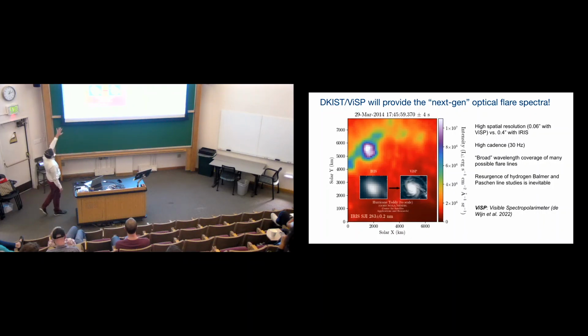So here I show that flare kernel. I took the DKIST to the sun with the spatial resolution of the VISP, looked at Hurricane Teddy. That's what I saw. We'll be able to really see dramatic details in these kernels, and determine the difference in broadening from place to place.